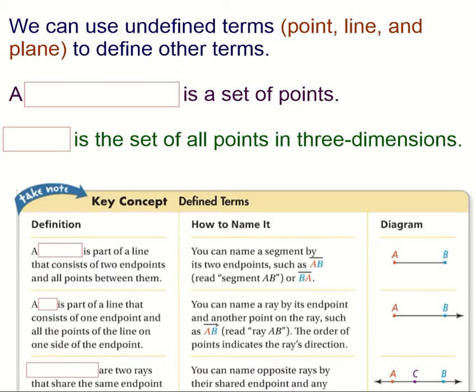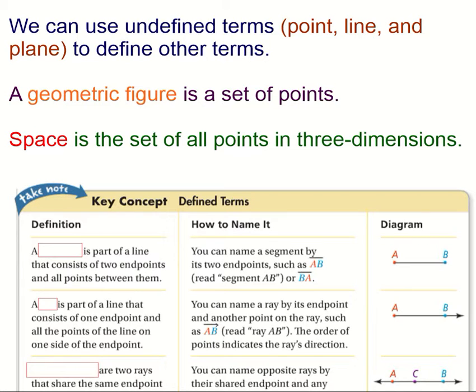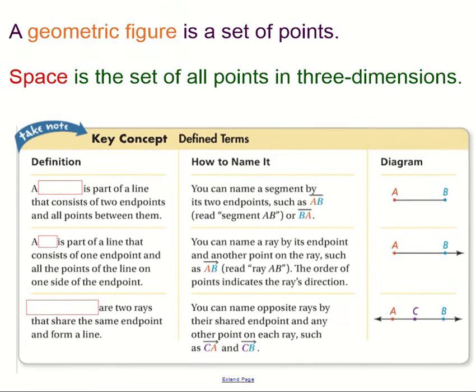So we can use these undefined terms, point, line, and plane, to define other terms. And so we say that a geometric figure is a set of points. And so we can use that to help us. And we know that space is the set of all points in 3 dimensions. And so through that, we can come up with some more terms, and we can define them.